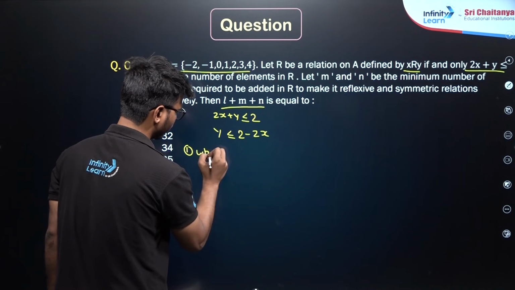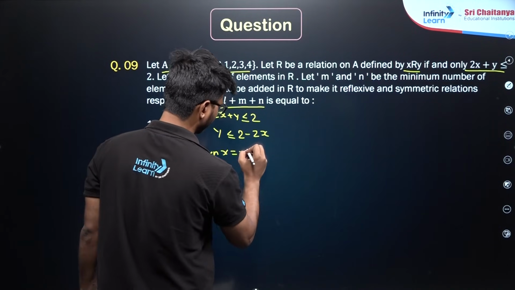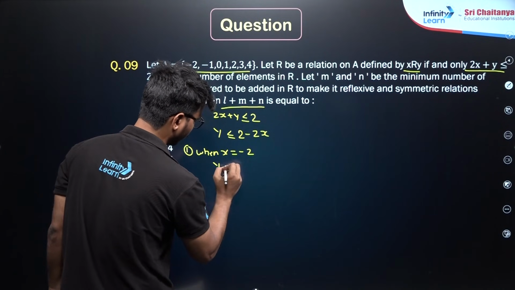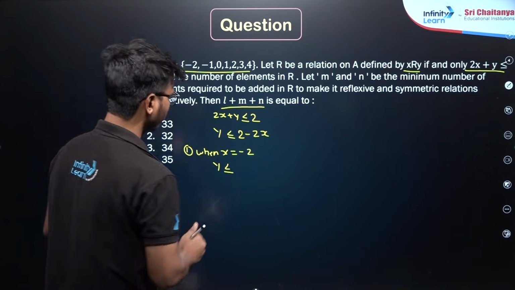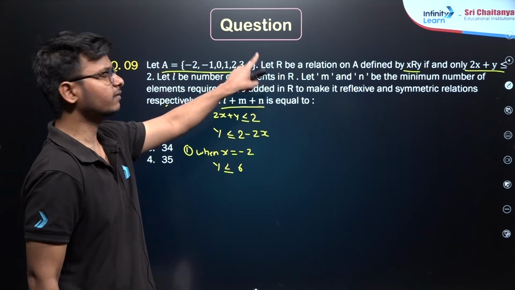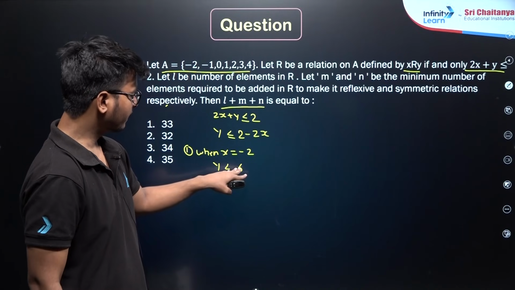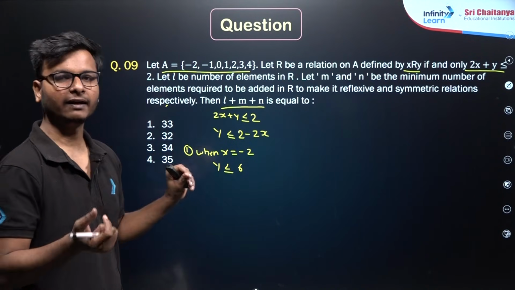when x equals -2. So if I take x = -2, I am going to get y ≤ 2 - (-4), 2 twos are 4, plus 2, 6. So y ≤ 6. If you observe, the maximum value is 4, and we are getting the condition as y ≤ 6, meaning each and every value can be taken by y.